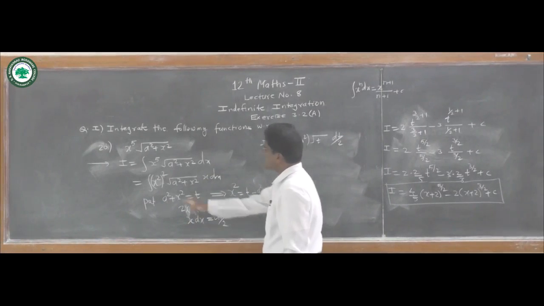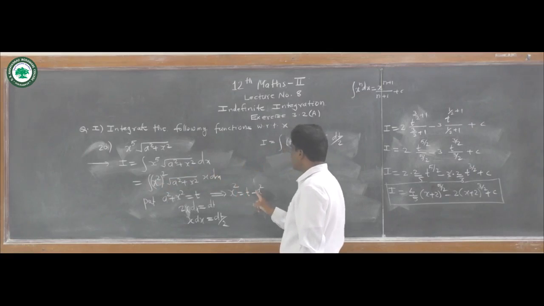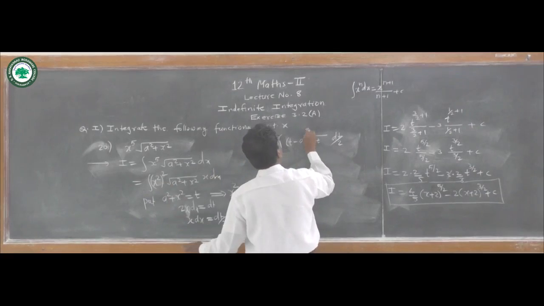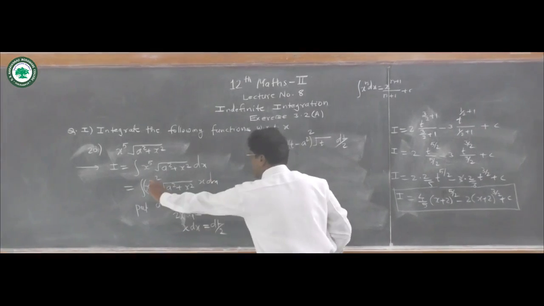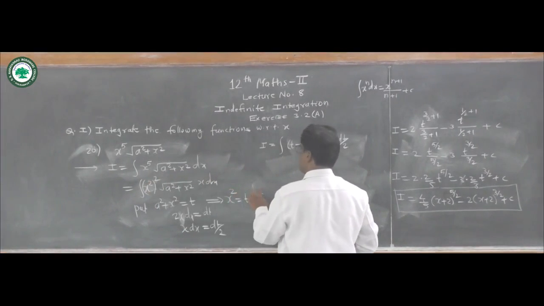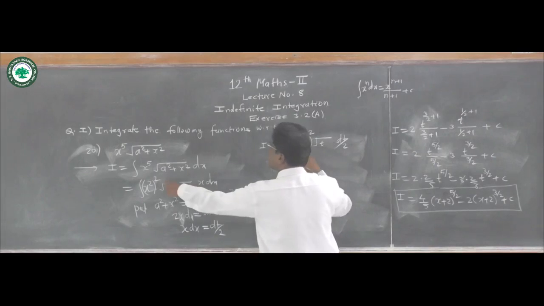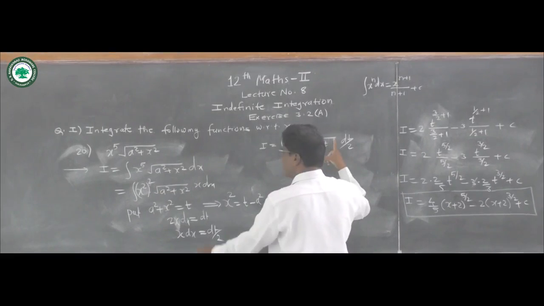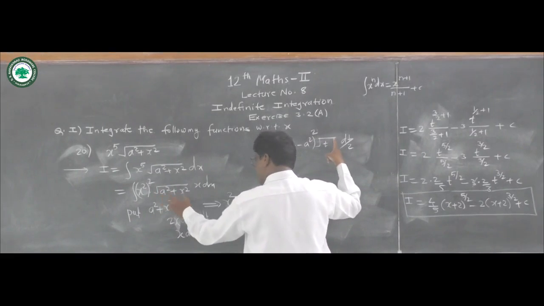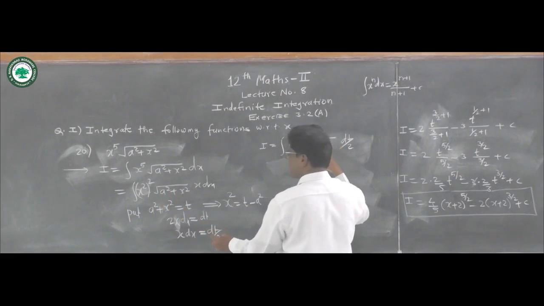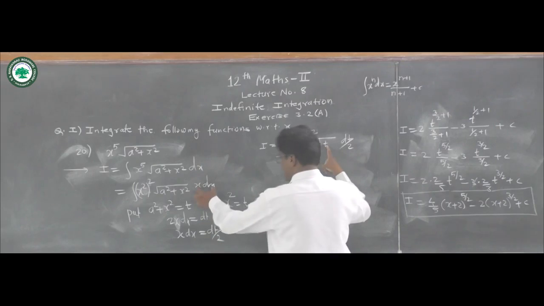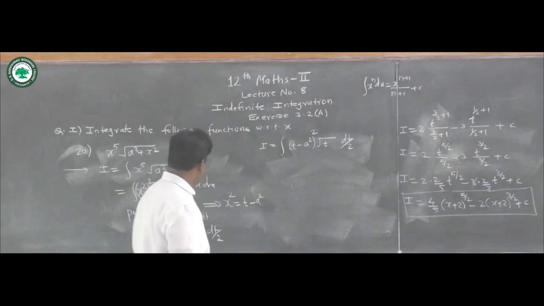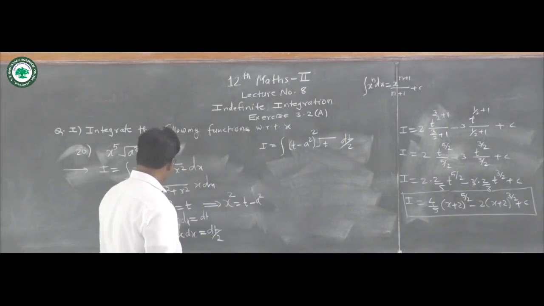Get it? We replace x square by t minus a square, and its square, so here we take x square as t minus a square, and the bracket square we write here. And under root of a square plus x square is t, so under root of t, and replace this x dx by dt upon 2. In this way, now this problem becomes very simple.